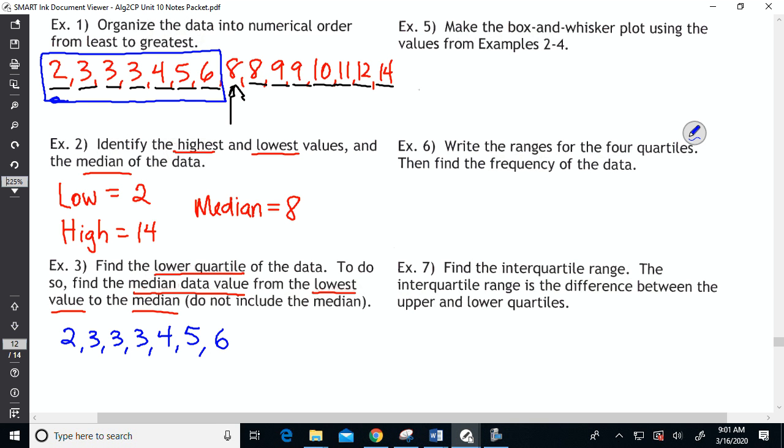So remember, it says do not include the median in all this. So we look at those numbers and we find our middle value. Do the same thing as if we were calculating the median. There you go. So your lower quartile is equal to 3.